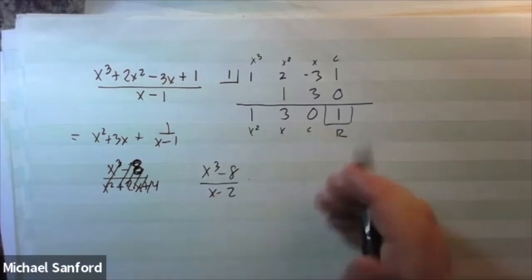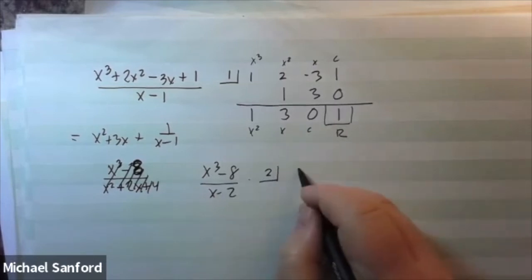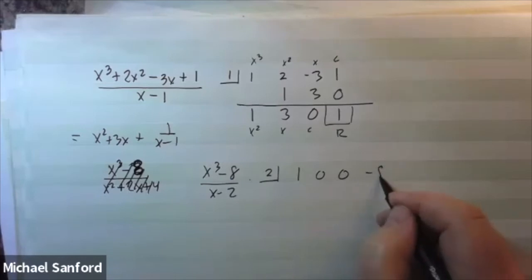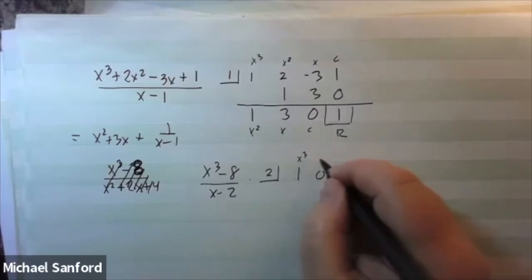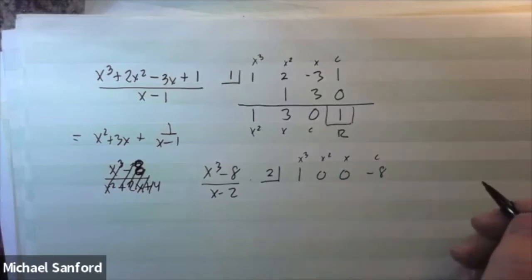Say I don't realize it's anything. So I'm just going to do synthetic division. So I put a 2 here. And then my coefficients, I put a 1, a 0, and a negative 8. So this is the x cubed term, the x squared coefficient, the x coefficient, and the constant, like that.